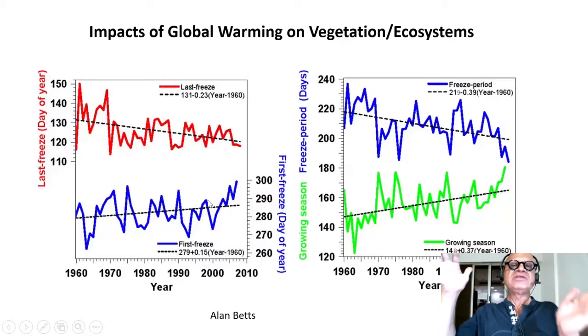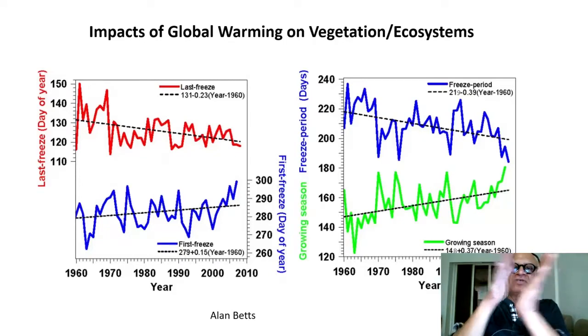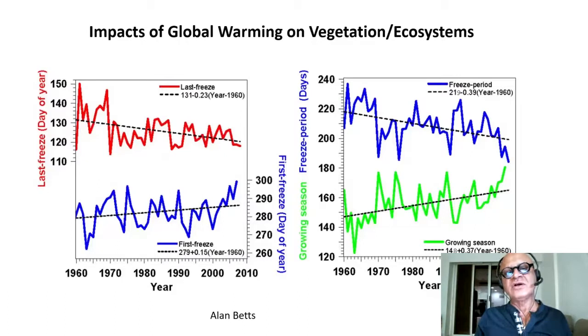So essentially that means the number of freeze days have been squeezed. It's freezing later and later, and the last freeze day is arriving earlier and earlier. So the thaw is starting earlier, freezing is starting later, so the number of freeze days are decreasing. That's important because the number of pests that get killed and so on gets affected severely by that as well. Okay, so this is the freeze period in days. So you can see that that's decreasing, but the growing season is increasing, right?